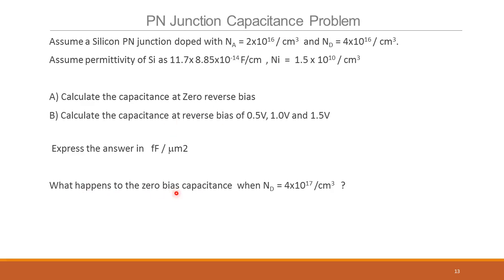What happens to the zero bias capacitance when ND is increased to 4 into 10 power 17? What do you think should happen? Should it increase? Should it decrease? More doping means more charges. More charges means more capacitance. So you should expect that the capacitance will increase. Just take a look at the numbers and see what it tells you.